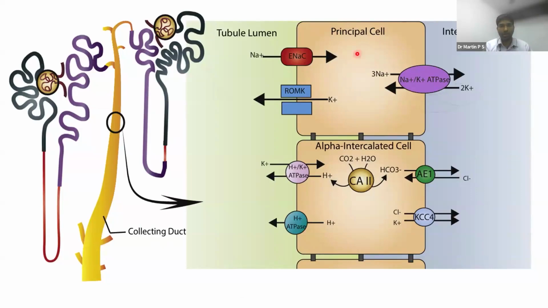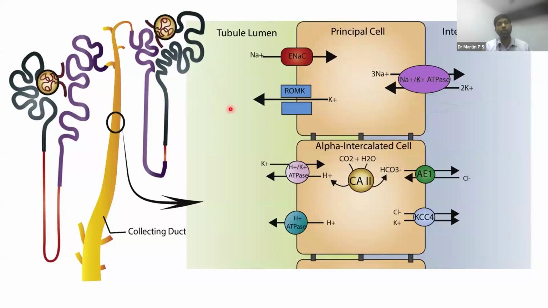So whenever this mineralocorticoid receptor inside the principal cell is stimulated, it stimulates the epithelial sodium channel to absorb more sodium. It activates the sodium potassium ATPase. So when this occurs, there is a lumen electronegativity, which drives the potassium from inside the principal cell through the ROMK channel into the tubular lumen.